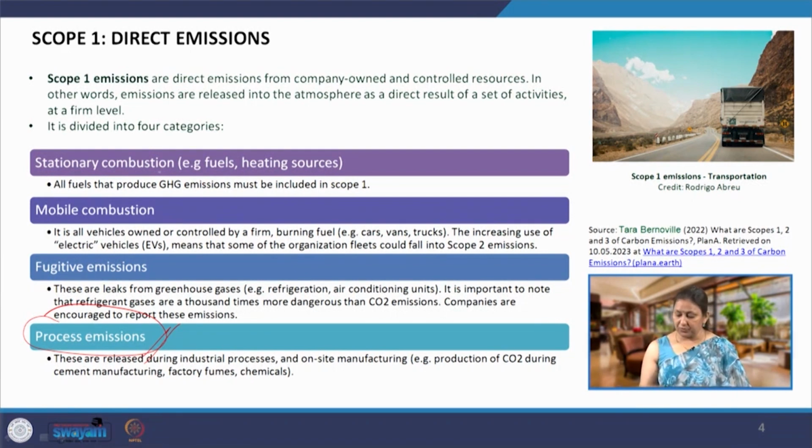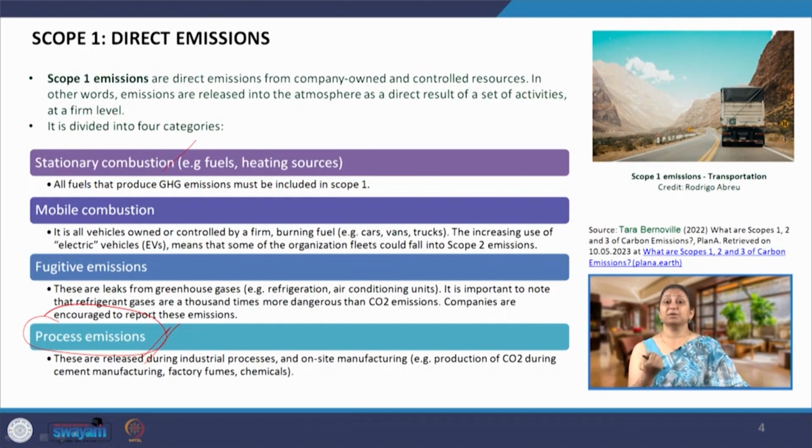For example, the fuels or heating sources. So, all the fuels which are combusted within these facilities directly for anything, they could be serving as fuel for something. For example, there could be a small handicraft factory which is working with glass.